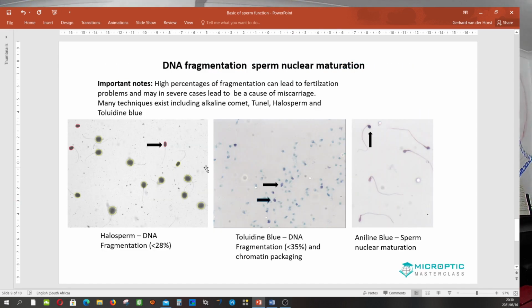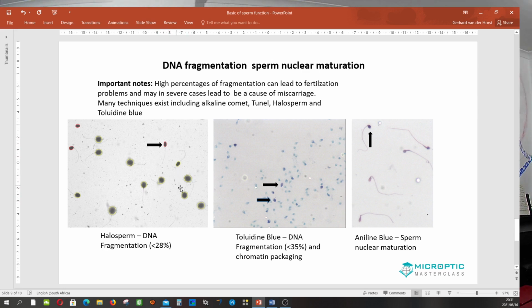DNA fragmentation is very important because it can lead to problems in terms of fertilization, and in severe cases may even cause miscarriage. Here are 2 tests which are commonly used. The halosperm test, and you can see a fragmented sperm here being circled in red. The system analyzed it correctly as fragmented.